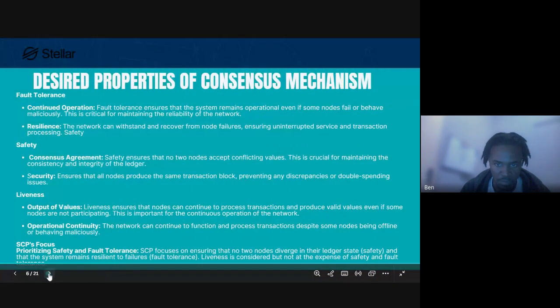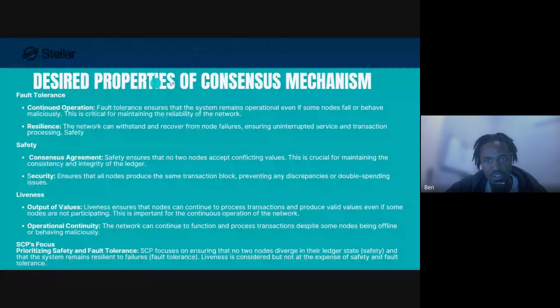Okay, this is where we stopped last week. So the desired properties of a consensus mechanism. So when you create, let's say, put yourself in the shoes of the person, or the group of people, who created the Stellar blockchain, or even if you want to create a blockchain system from scratch on the first level. Now we're talking about the first core level of the blockchain itself. So these are the desired properties you want it to have.